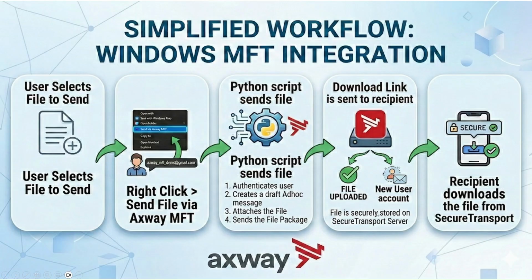send the file package. Once the file hits SecureTransport, it's going to be routed through the ad hoc functionality where a new user account will be created if it's needed. If not, the file is just going to be routed to the user account and a link will be sent to the recipient. The recipient then can click the link, download the file. Easy. Alright, let's have a look at a working demonstration.